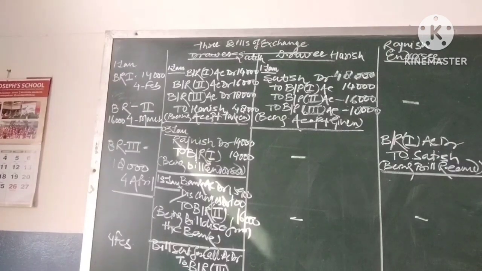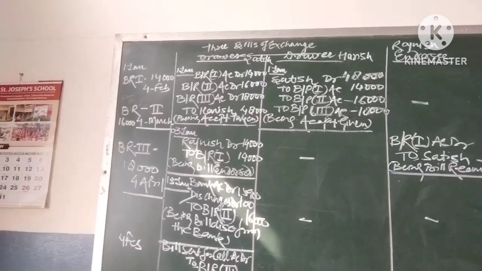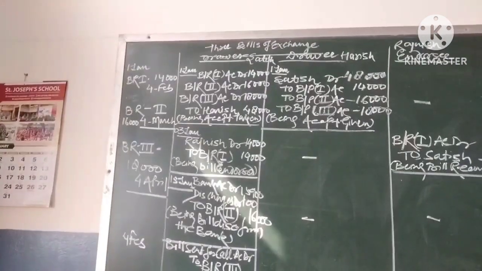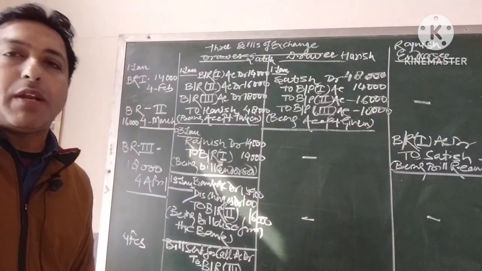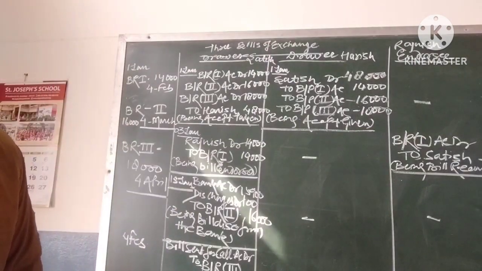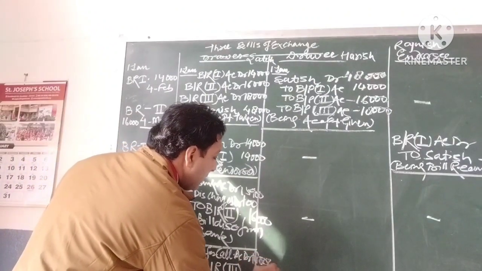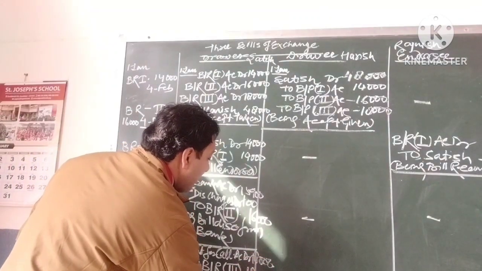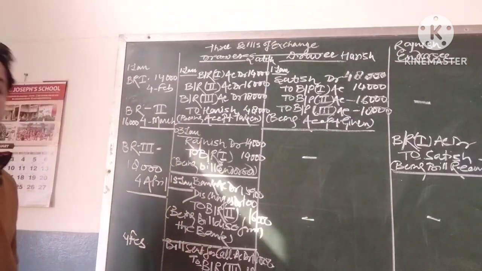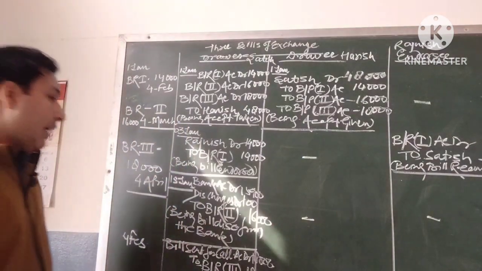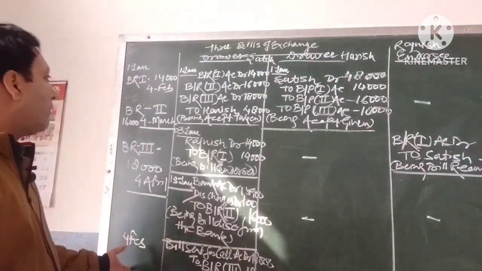Wait for 2 minutes. Bill sent for collection account debit to bills receivable number 3rd. What is the amount it has given? Yes, you have to write 18,000. The bill has gone to the bank, rupees 18,000. Is it clear? I think it is very clear, because of the bill number 3rd.